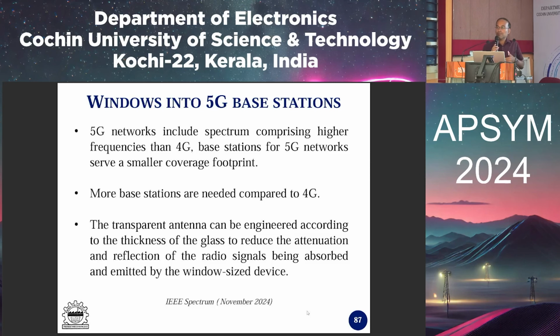So if you want to provide enhanced connectivity, then we need to go for installing more base stations. That can be overcome with the help of this technique, which is being deployed by one of the companies in Japan, where they have converted glass windows into antennas. The transparent antenna can be engineered so that it will not affect the electromagnetic signal. The reflection of the radio signals will be absorbed, definitely, but not to the extent that normal glass is absorbing as well as attenuating.